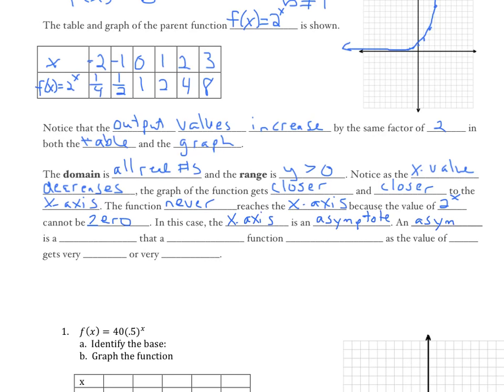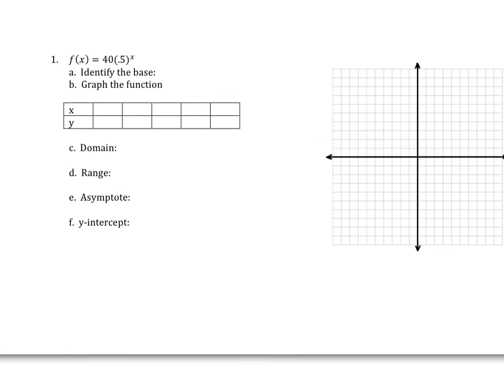An asymptote is a line that a graphed function approaches as the value of x gets very large or very small. Let's take a look at the first example.